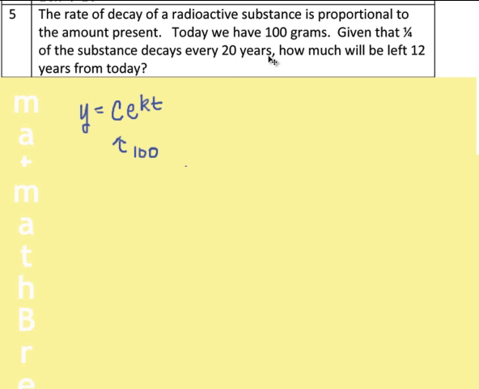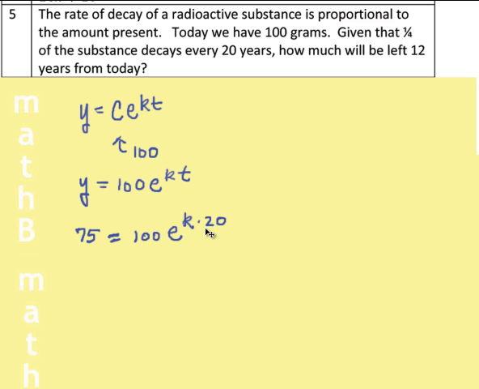So that means in 20 years we're down to 75. 1/4 has decayed. 1/4 of 100 is 25. So 1/4 has decayed, so we're down to 75. So let's write that. Okay, so we have 20 years and we're down to 75. Now using this, we can figure out what K is. So let's do that. Let's figure out K.